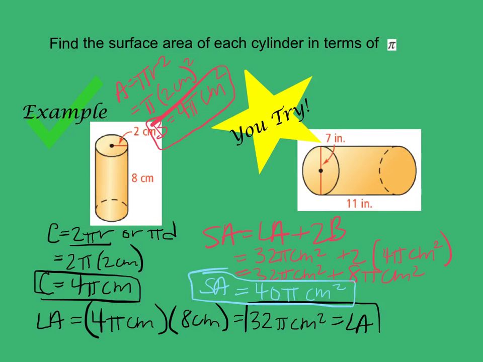And then you go ahead, you try that next problem there. Now notice that this is the diameter given to you. So you need to make sure you account for that when you go through and do these calculations for perimeter or circumference and area of your base.